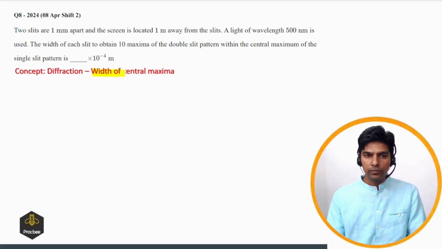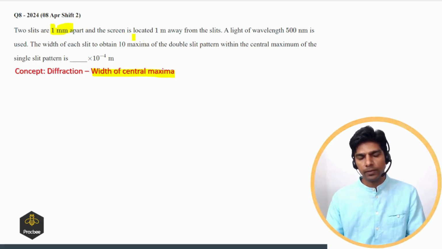Now it is based on the same concept. So two slits 1 millimeter apart.